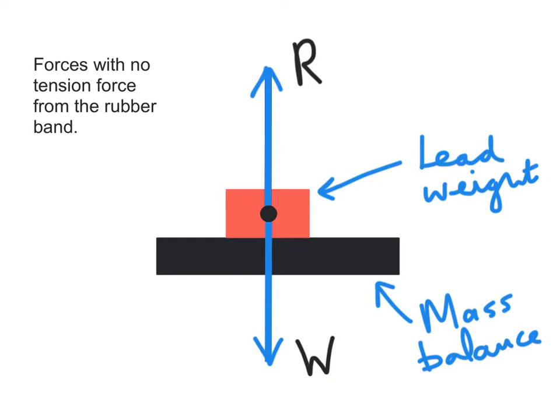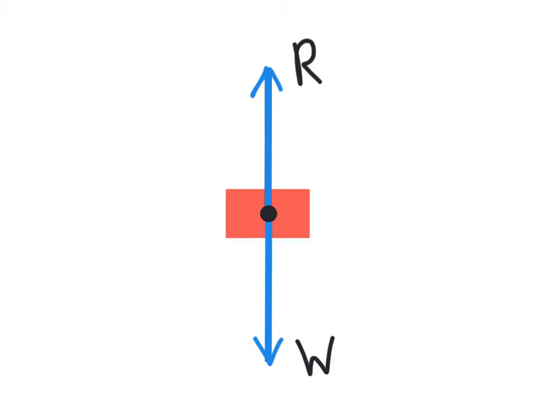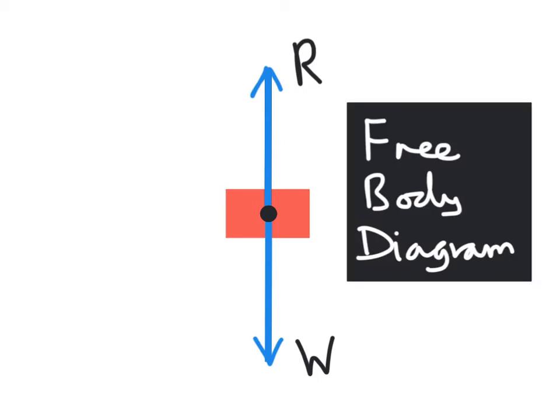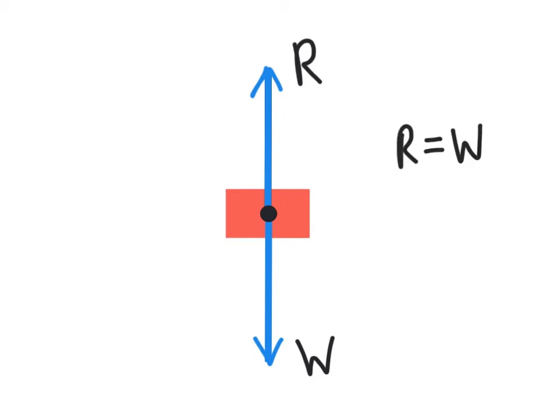We're only interested in the forces acting on the lead weight, so we're going to simplify the diagram by removing the mass balance. Both of the forces are now shown acting through the centre of gravity of the lead weight, and the mass balance has been removed. When we're only showing one body, then we call this a free body diagram. We can say that the forces are balanced, and so R equals W.